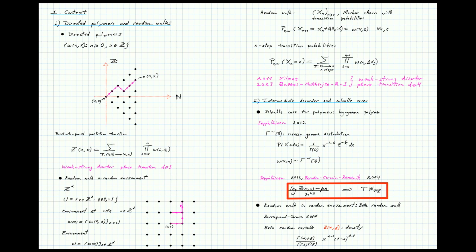So what corresponds to the point-to-point partition function is the n-step transition probability, which is written here. And as you can see, it looks similar to the point-to-point partition function, and actually the models turn out to have an important analogy between them, given by the fact that the random walk in random environment model also has a phase transition, which corresponds to the weak-strong disorder phase transition.